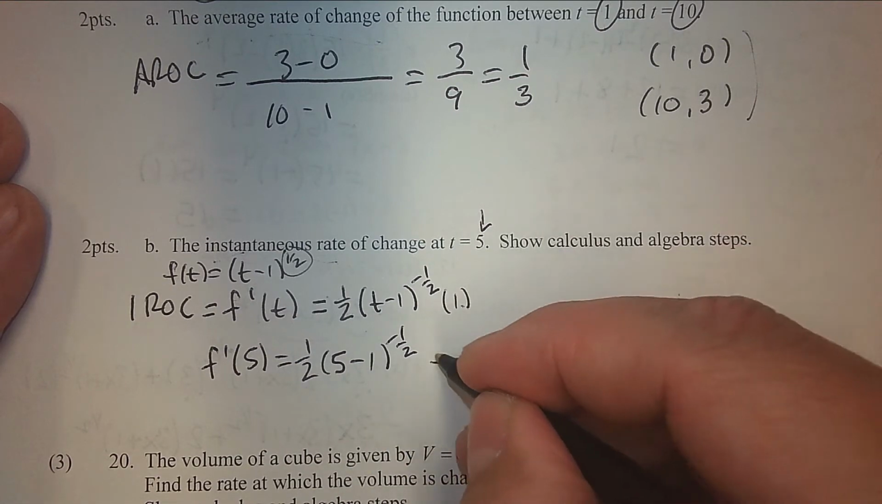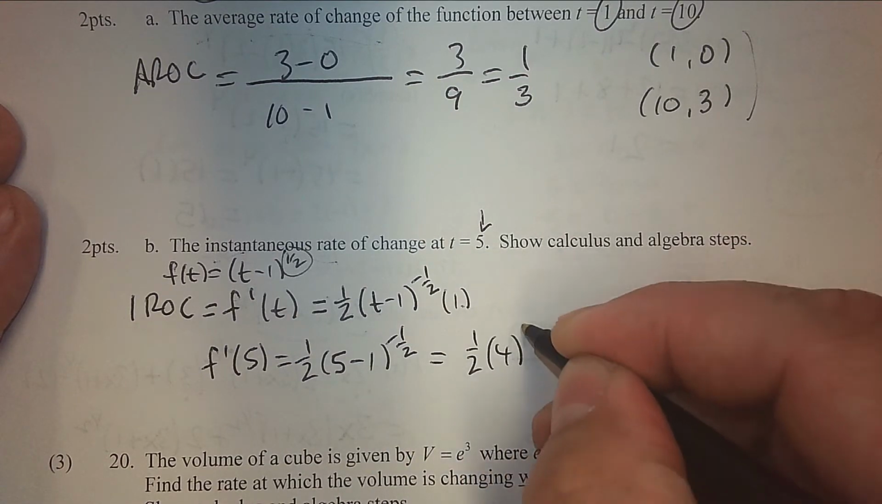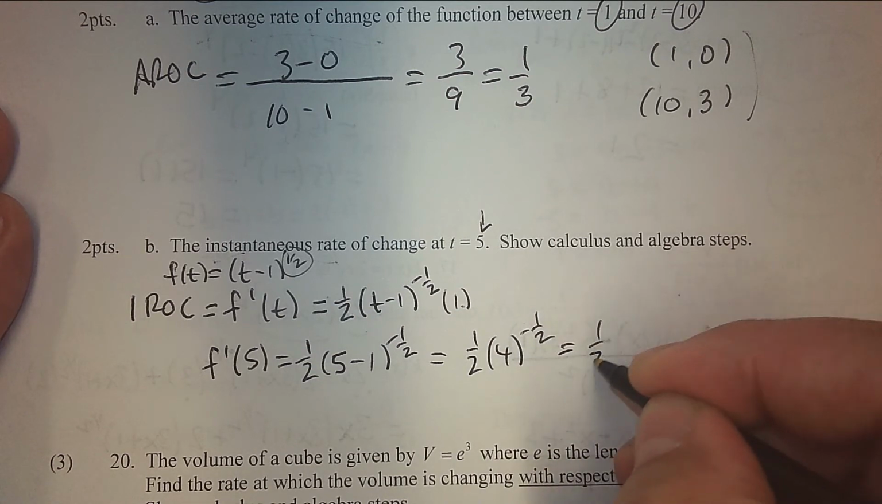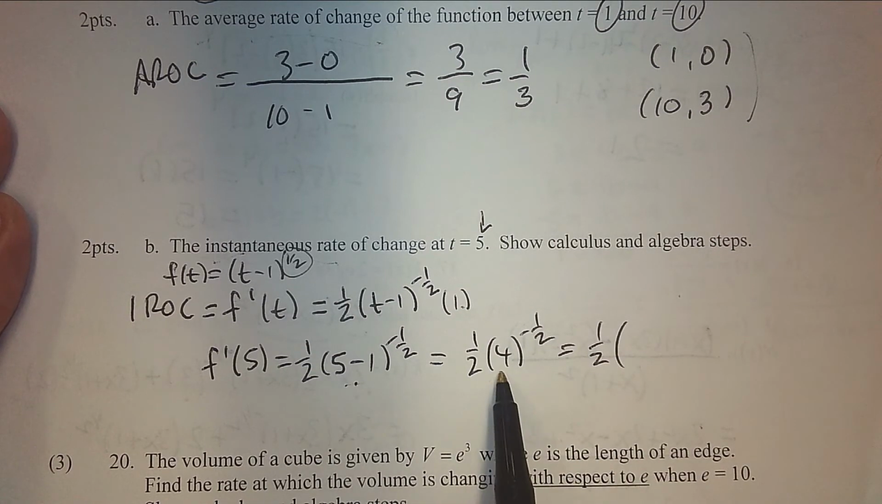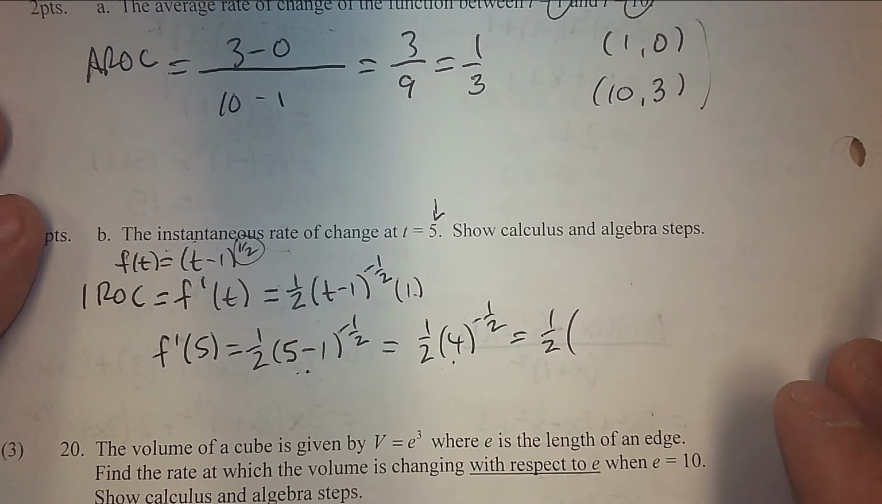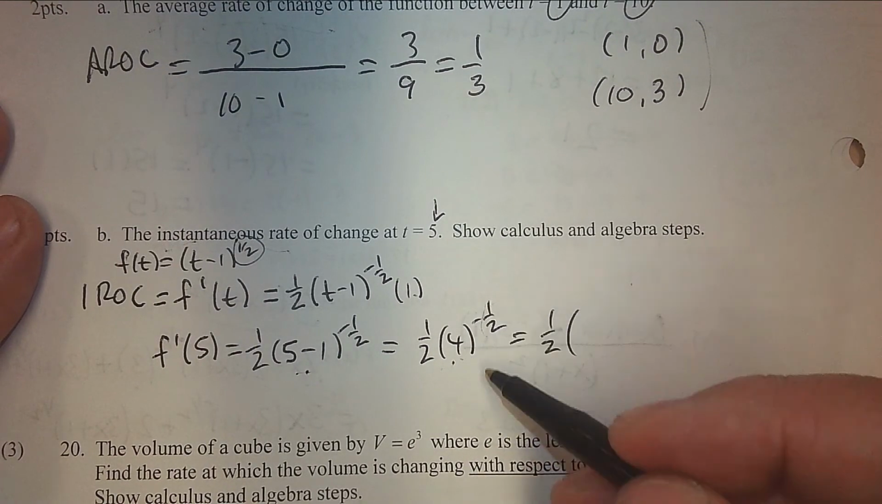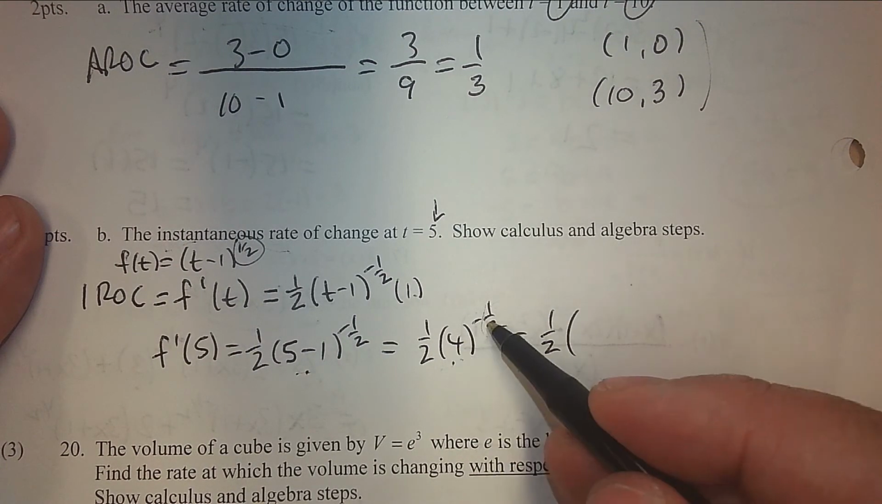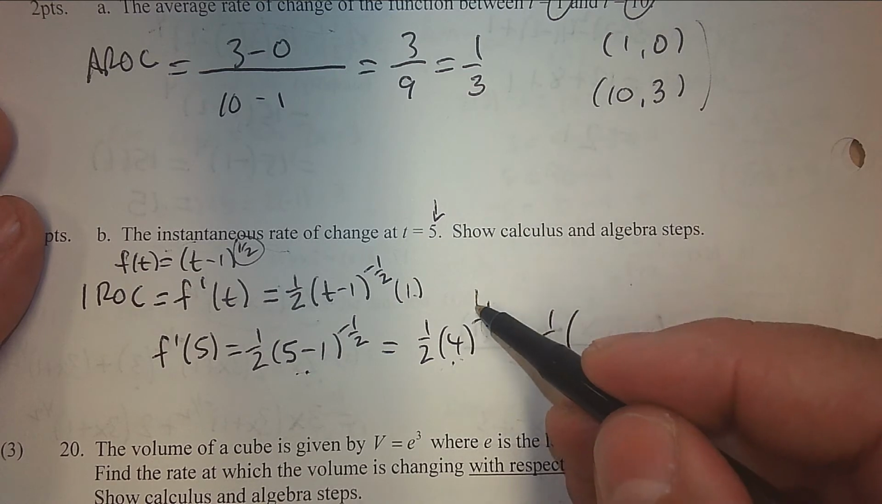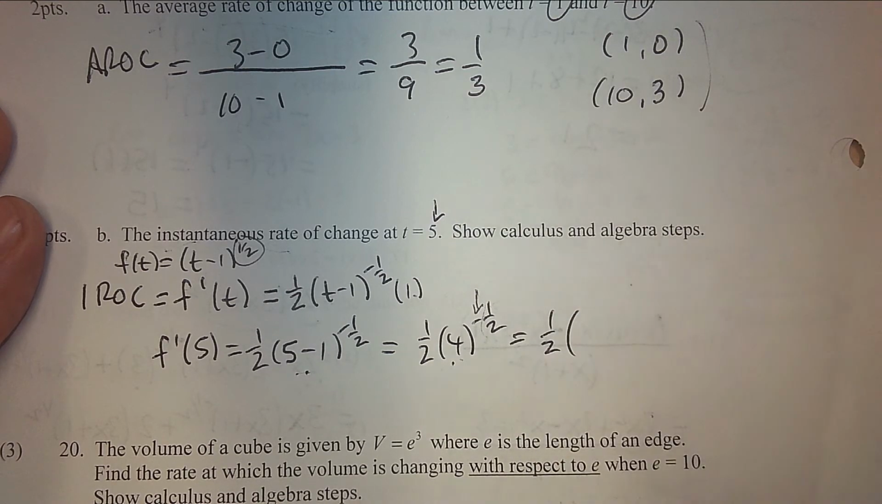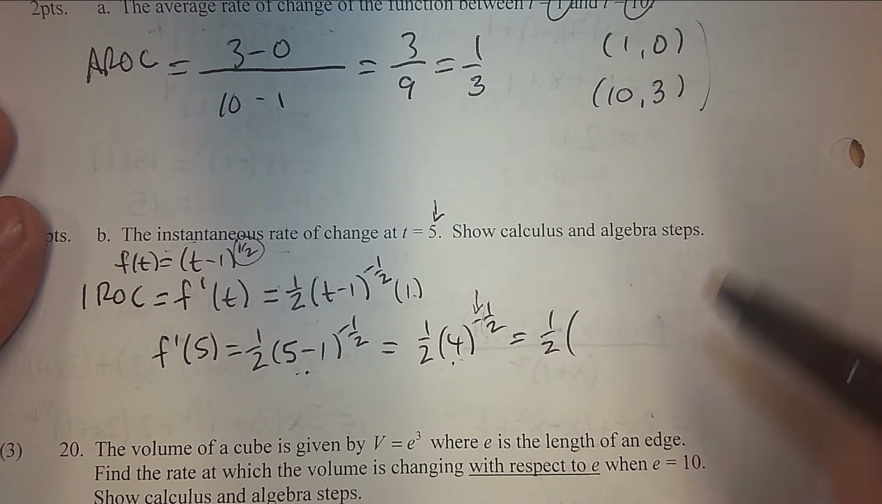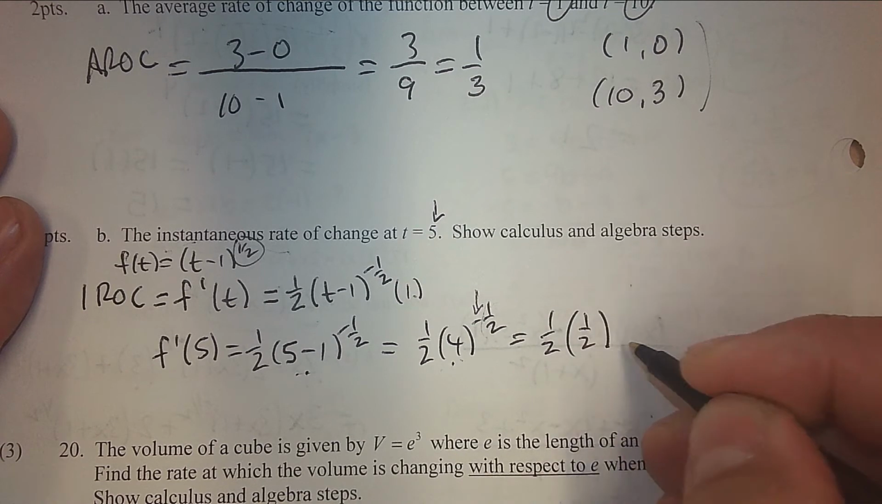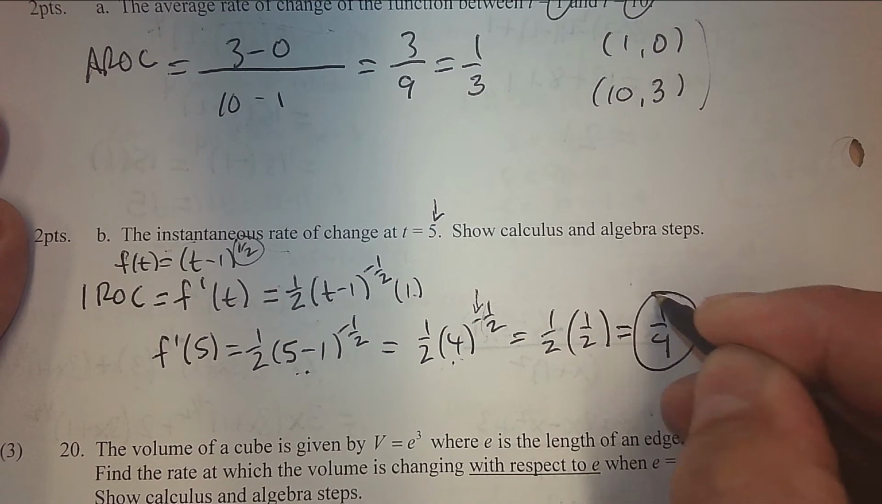And then if I simplify this, I wonder if we can do this together, you get 5 take away 1, which is 4. Now the square root, remember 1/2 means square root. So the square root of 4 is 2. But what does the negative exponent mean again? The reciprocal, right? Not the negative answer. So the reciprocal of 2 is 1/2. And then if I put it together, I get the answer 1/4.